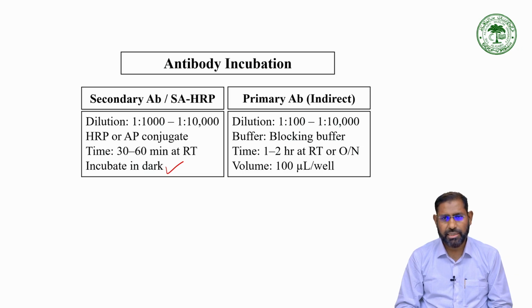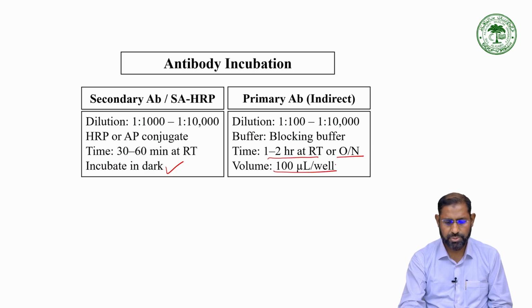The primary antibody in the case of indirect: dilution 1 to 100 to 1 to 10,000. Buffer, we use blocking buffer. Time, we use 1 to 2 hours at room temperature or overnight. Volume is 100 microliter per well.